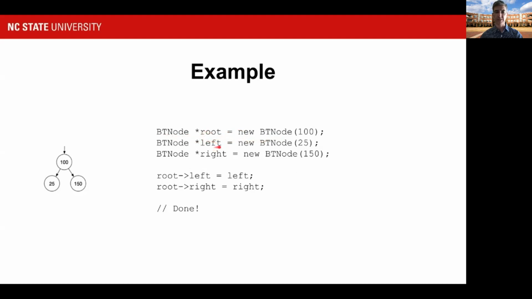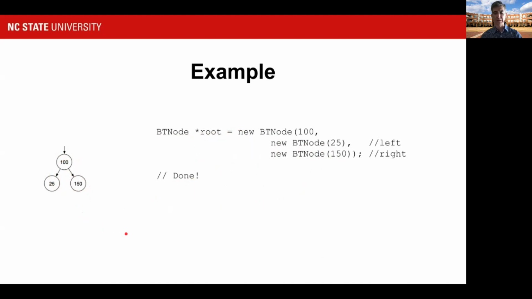Okay, so my left side is going to be 25, my right side is going to be 150. And then I just need to set the left side of root to be this left object and the right side of root to be the right object. And now my root pointer is pointing at a tree that's like the one I've drawn here, where the root is 100, the left side is 25, the right side is 150.